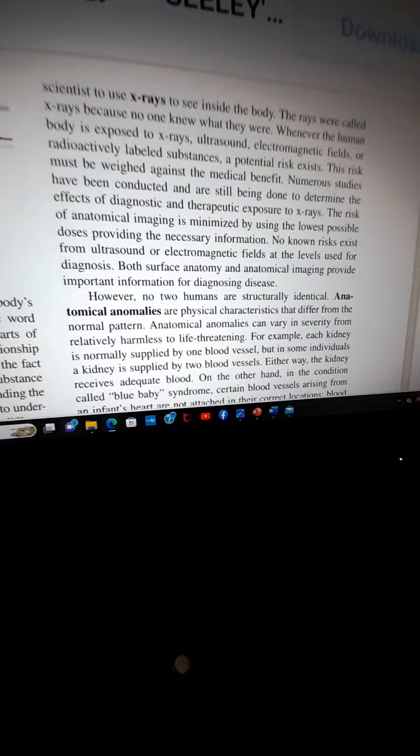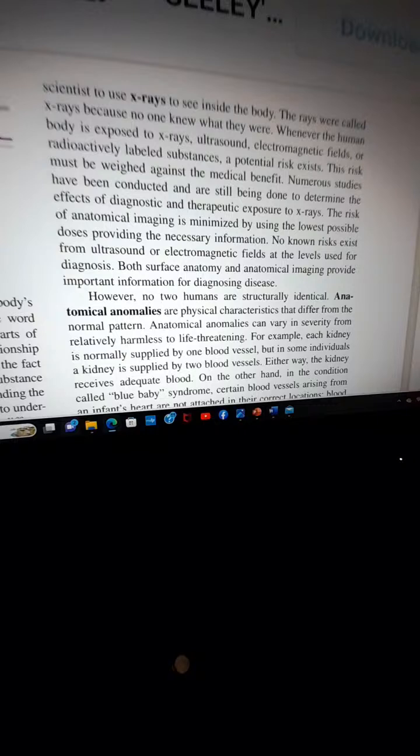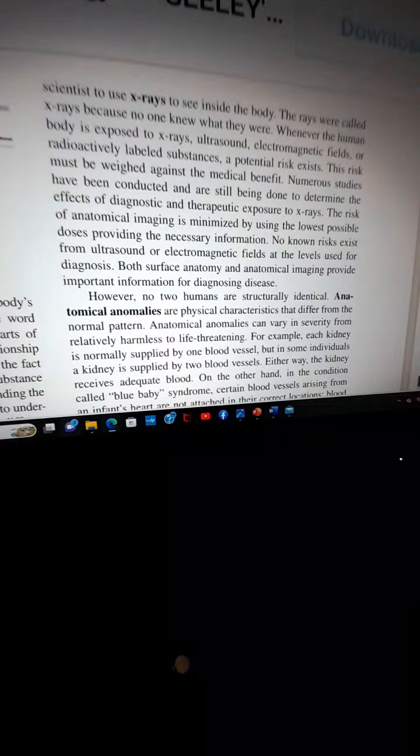Whenever the human body is exposed to X-rays, ultrasound, electromagnetic fields, or radioactively labeled substances, a potential risk exists. The risk must be weighed against the medical benefit. Numerous studies have been conducted and are still being done to determine the effects of diagnostic and therapeutic exposure to X-rays.